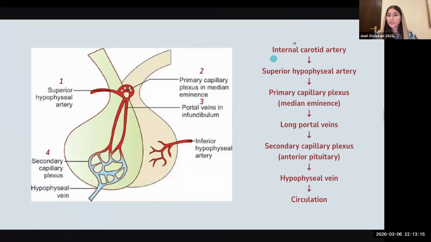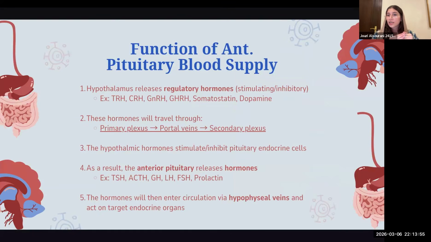And it goes like this. We have the internal carotid artery. It gives rise first to the superior hypophyseal artery, okay? This then goes and connects to the primary capillary plexus, which is located in the median eminence as part of the hypothalamus. Then the hormones are carried from the primary plexus to the secondary capillary plexus, which is located in the anterior pituitary through the portal veins, okay? The portal veins are in the infundibulum, and they connect the primary plexus to the secondary plexus. And then the hypophyseal veins are what will carry the hormones to circulation to the other endocrine glands and so on.